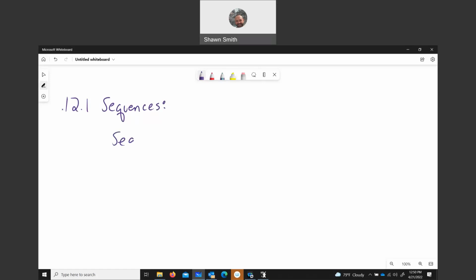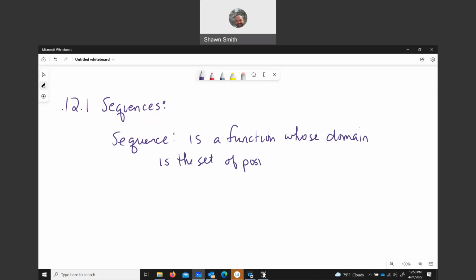All right, so what is a sequence? It's a function whose domain is the set of positive integers. So what's the first positive integer? 1, 2, 3, dot, dot, dot. So in that order, and whose range is a subset of real numbers.